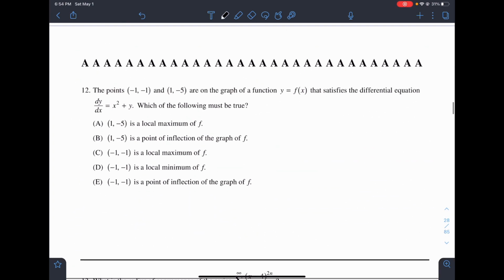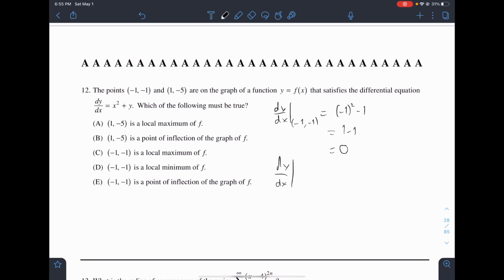Okay, number 12, we have a dy dx problem. Let's plug in this point, -1, -1. This equals -1 squared minus 1, which is 1 minus 1, which is 0. It's also worth noting that if we take dy dx at 1, -5, the second point in the problem, this will equal 1 plus 5, which equals 6. That's not really helpful here. We can't really do anything with this point, so let's rule out A and B. Let's focus on this first point.